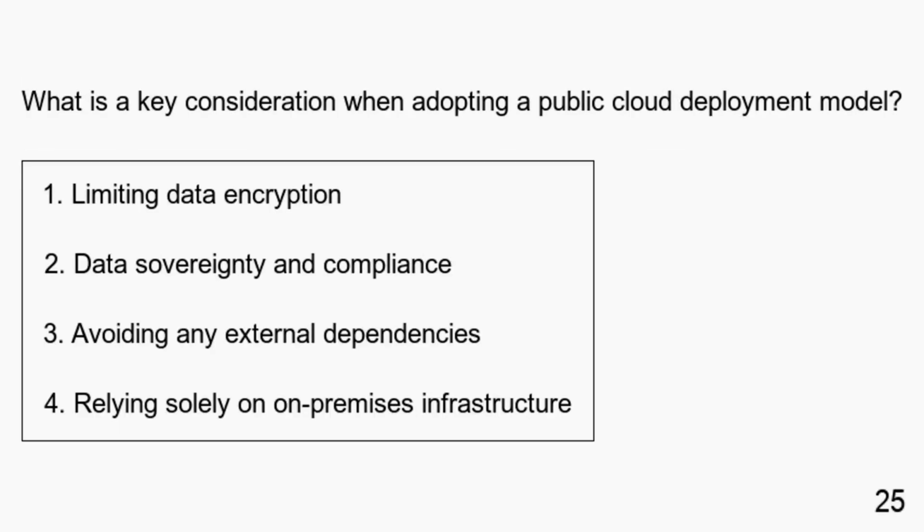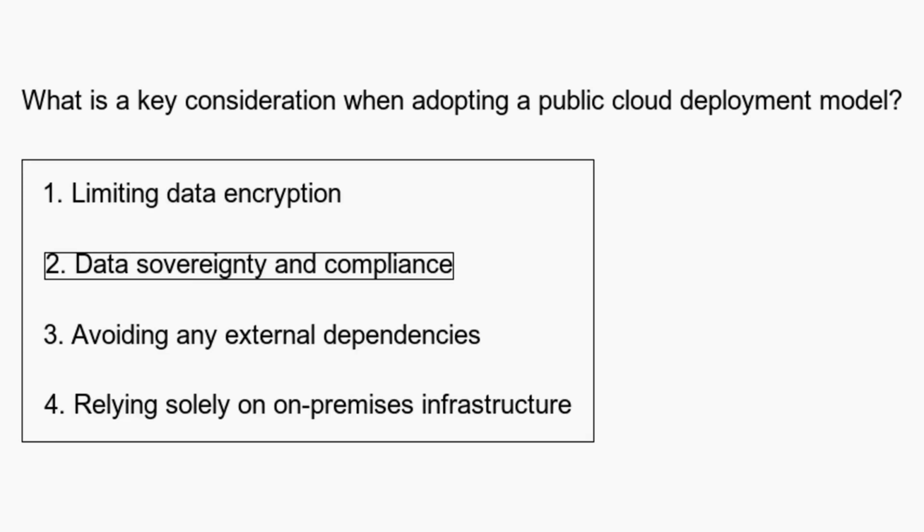What is a key consideration when adopting a public cloud deployment model? Limiting data encryption. Data sovereignty and compliance. Avoiding any external dependencies. Relying solely on on-premises infrastructure. Data sovereignty and compliance are crucial considerations to ensure that data is stored and processed in compliance with applicable laws and regulations.